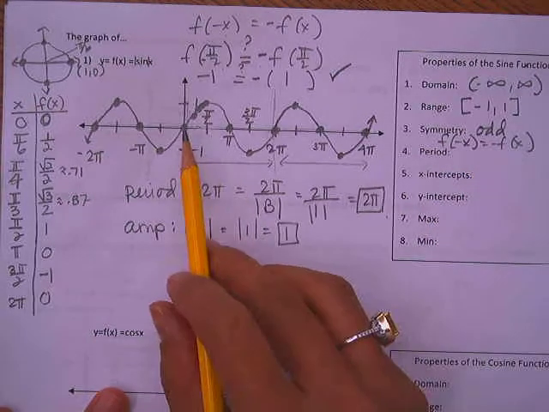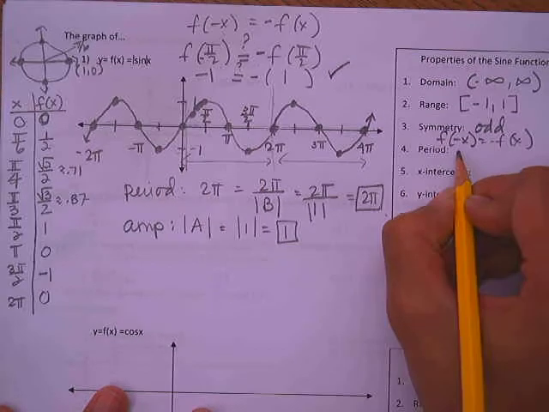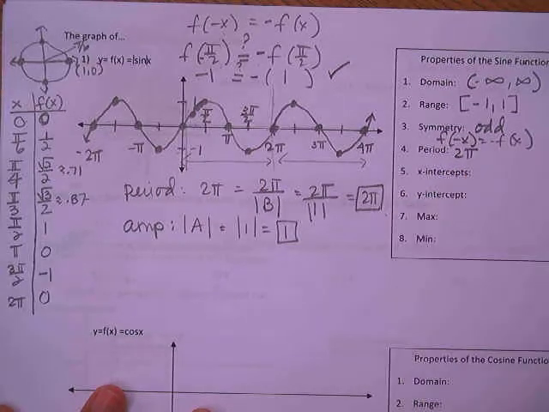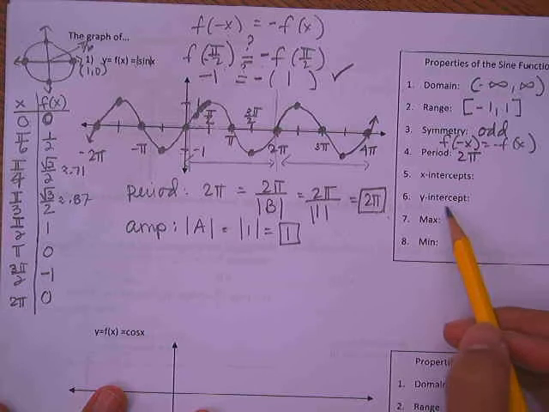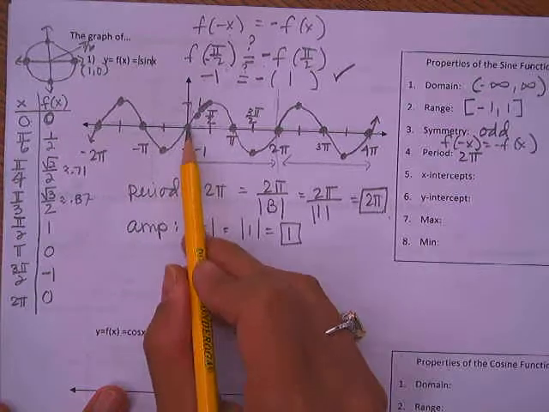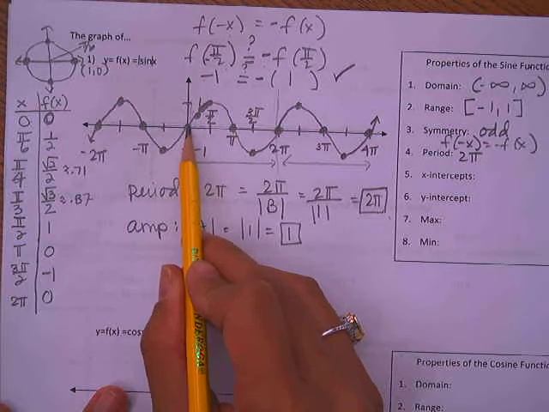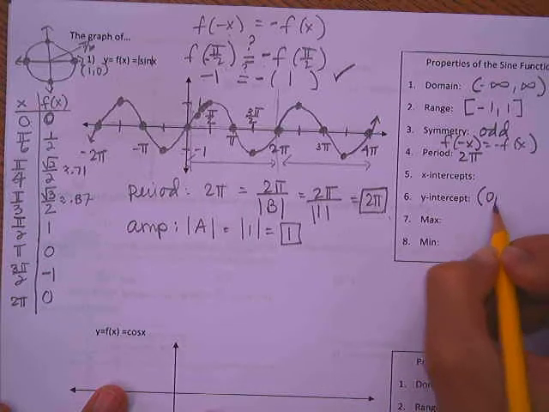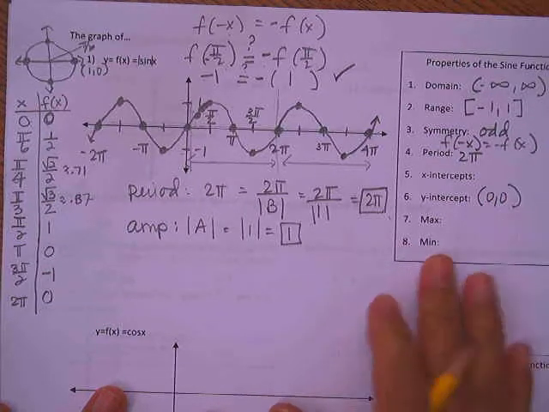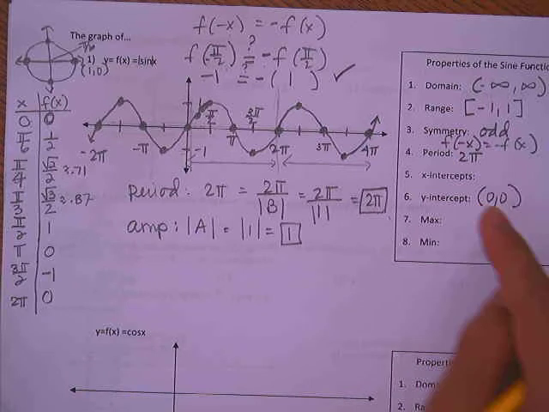Period: we said the period for the parent function is going to be 2 pi. X-intercept. Let's do the y-intercept first because it's quite easy. Y-intercept, there's only one dot, which is (0, 0). We'll do the max and the min. Actually, we'll do the x-intercept as well.